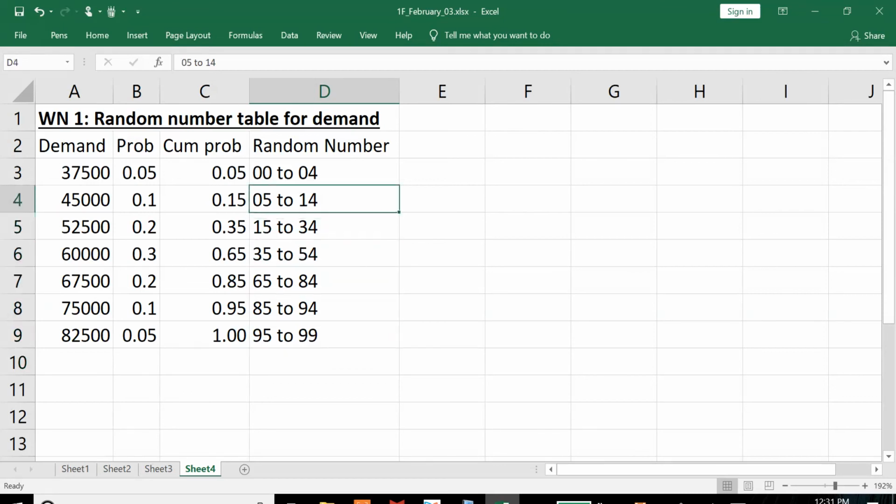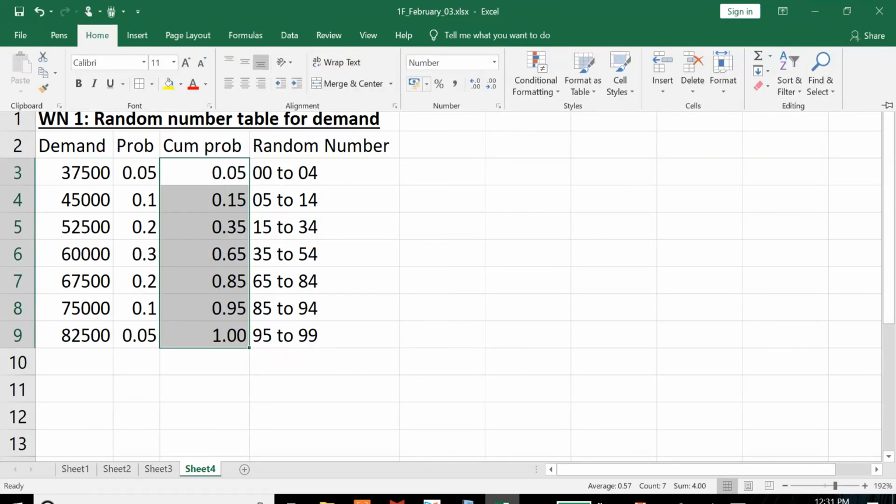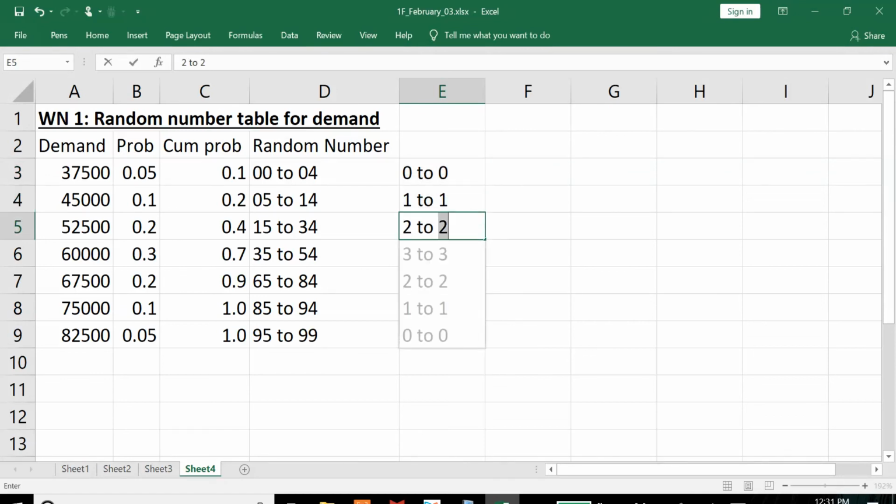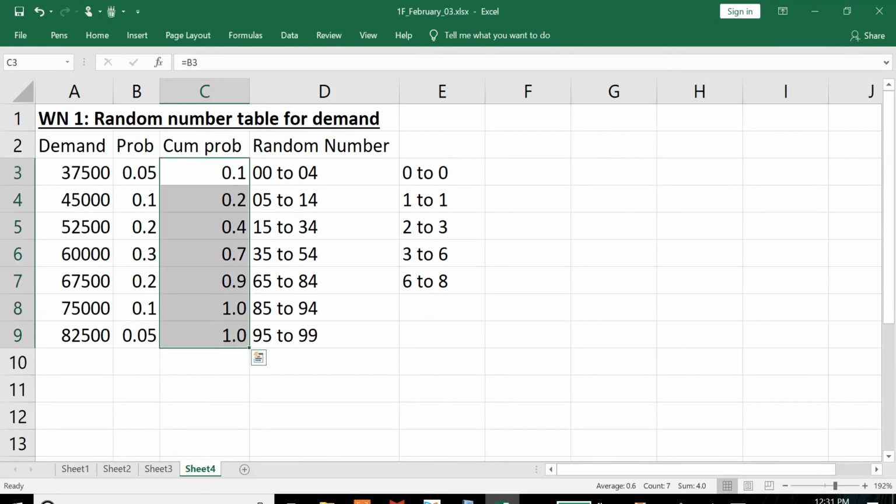Sometimes it could be single digit random numbers. Let's assume it's a single digit. In this question it's not possible. If it's a single digit, then you will have it like this: 0.1 is one number, 0 to 0. Next would have been 1 to 1, 2 to 3, 3 to 6, 6 to 8. What you basically see is whatever number, the number before that. If it's 0.9, the number before that is 8. 0.7, the number before that is 6. 0.4, the number before that is 3. Now I am doing it anyway for 2-digit random numbers.